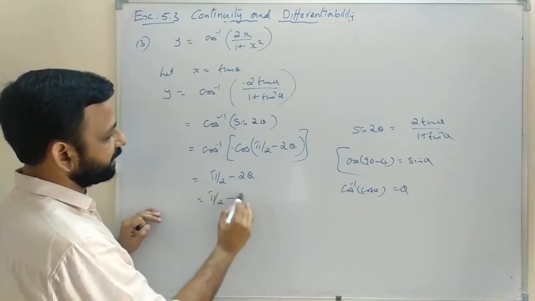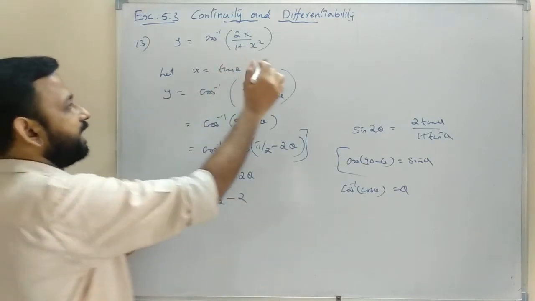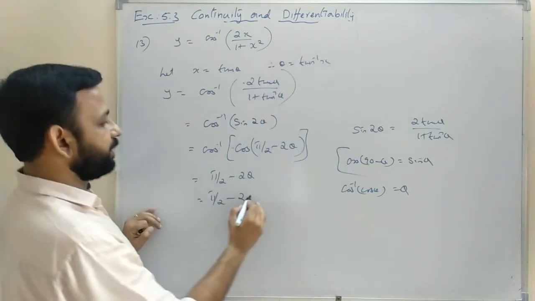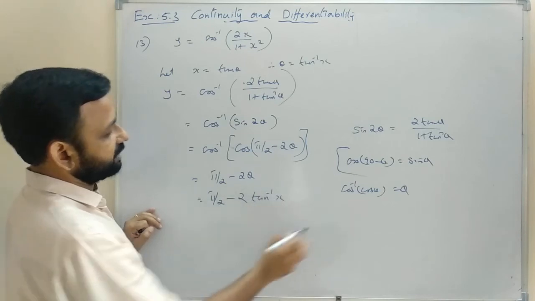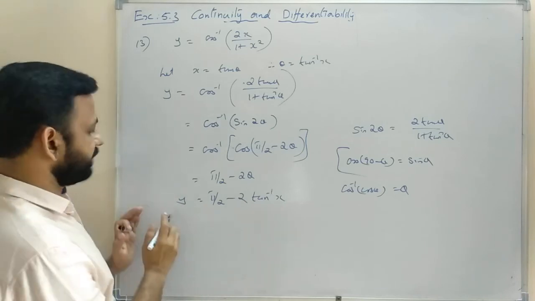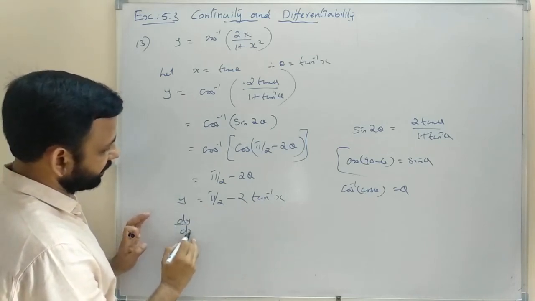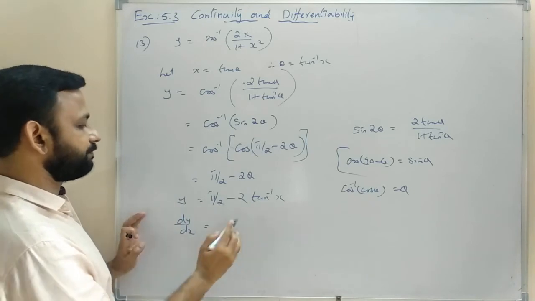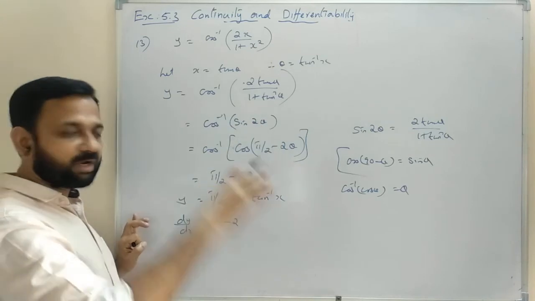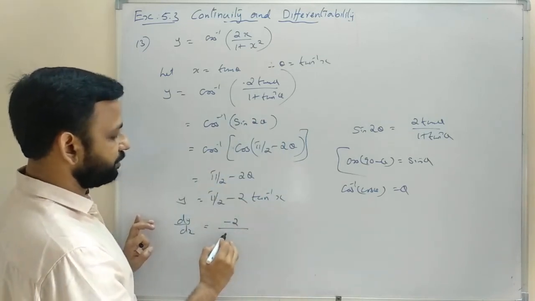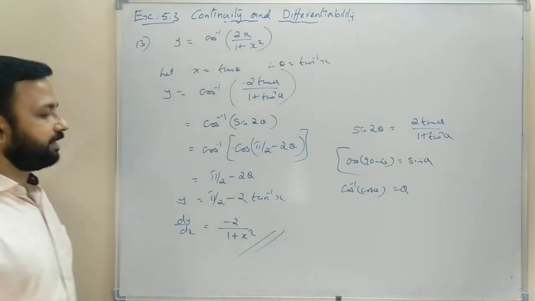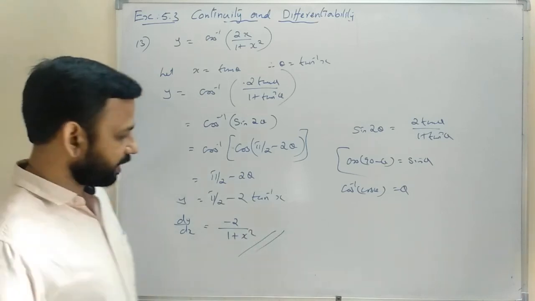If x is equal to tan theta, therefore theta is equal to tan inverse x. Therefore y is pi by 2 minus 2 into tan inverse x. Now we can differentiate with respect to x. dy by dx equals derivative of pi by 2, that is 0, then minus 2 into derivative of tan inverse x, that is 1 upon 1 plus x square. So we got the answer: dy by dx is equal to minus 2 upon 1 plus x square.